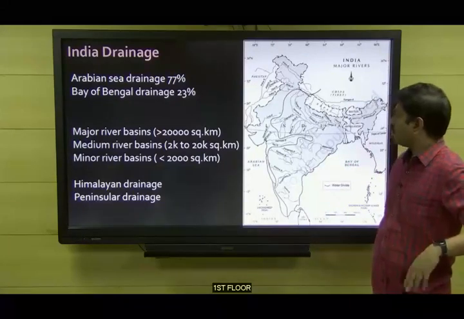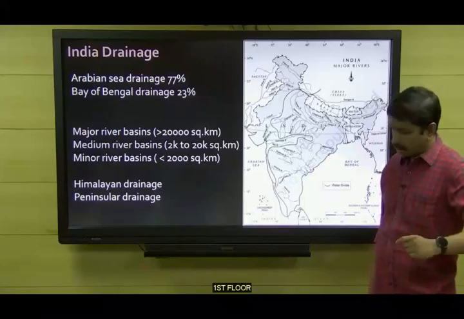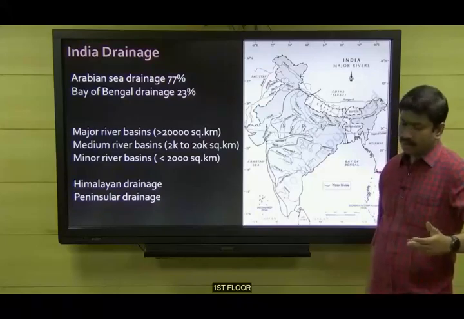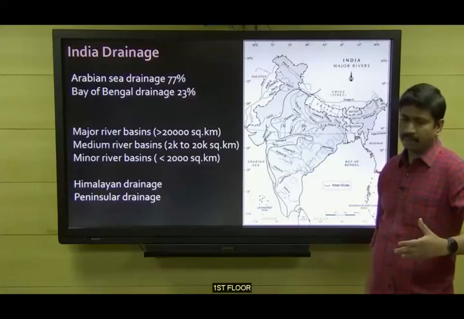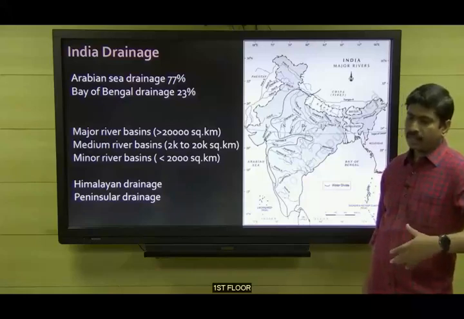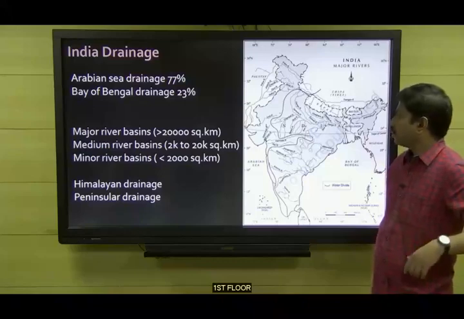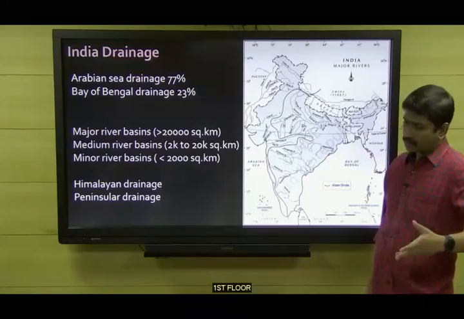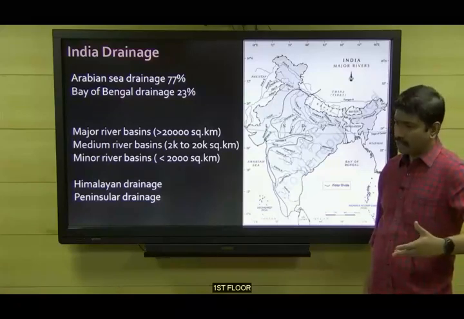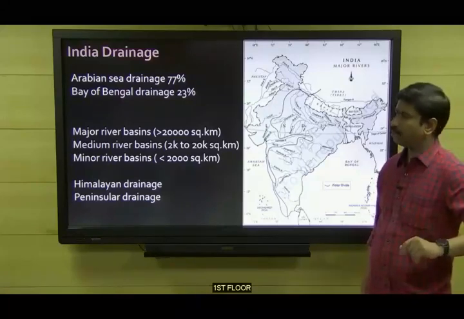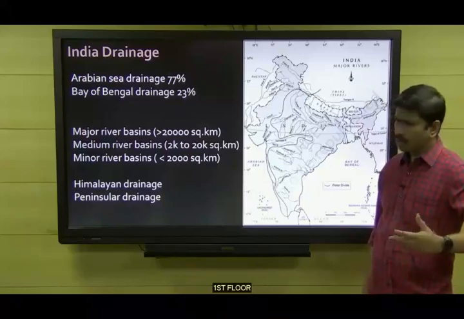Broadly it is classified into the Himalayan system and the peninsular system, and the Himalayan system in turn is divided into Indus, Gangetic, and Brahmaputra. These are the three main rivers which are draining the northern aspect of the Indian peninsula. We will see where these rivers start, where they fall into the sea, and what the tributaries are.